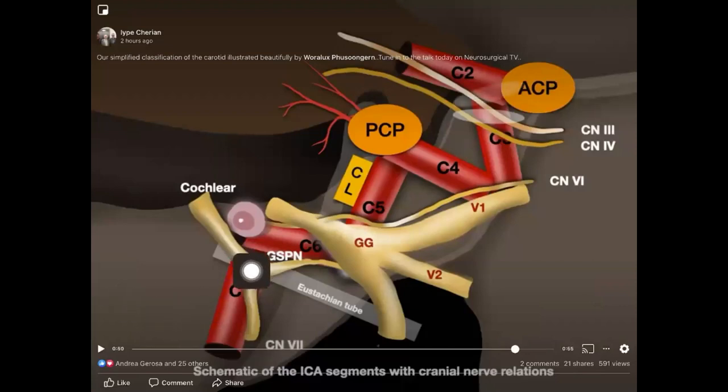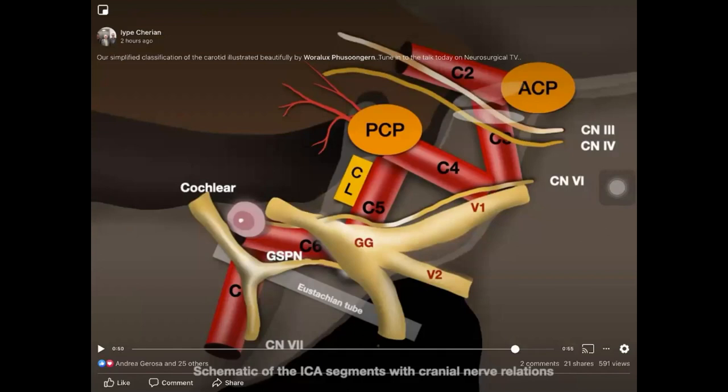So the C7 horizontal segment, C5 horizontal segment, C6 horizontal segment. C3, C5, and C7, the odd numbers, are vertical segments. And then you have the C6 and the C4 horizontal segments. And you have all the structures that are around the carotid in the skull base. And that is anterolateral skull base for you.